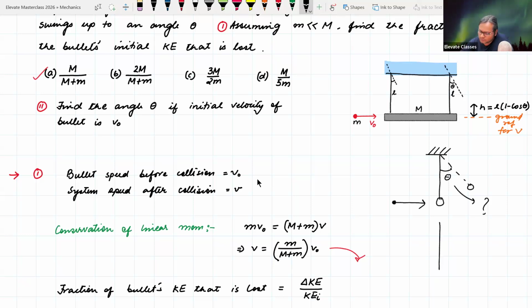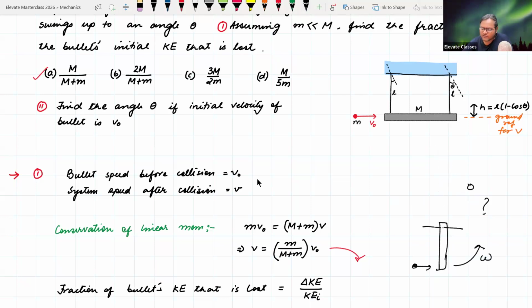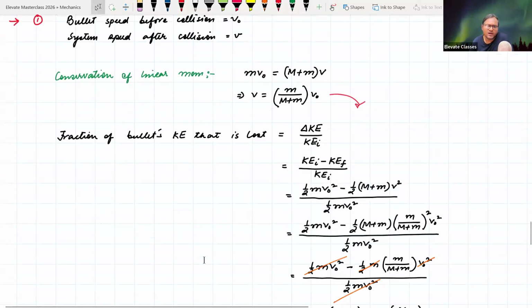You can also have a rod. We will do questions related to rod later on in rotation. A bullet comes and hits the rod, and the rod starts oscillating with angular frequency omega. What is omega? Yes, sir, I have done similar ones. There you need conservation of linear momentum, conservation of energy, or conservation of angular momentum, depending upon the question, of course. But it's a similar kind of question.